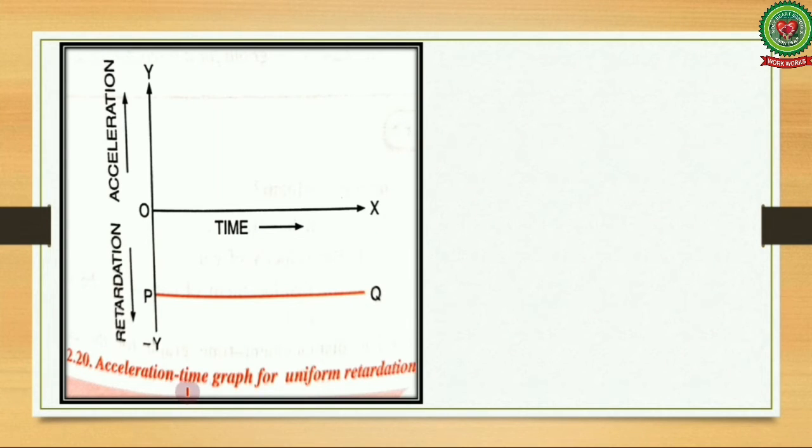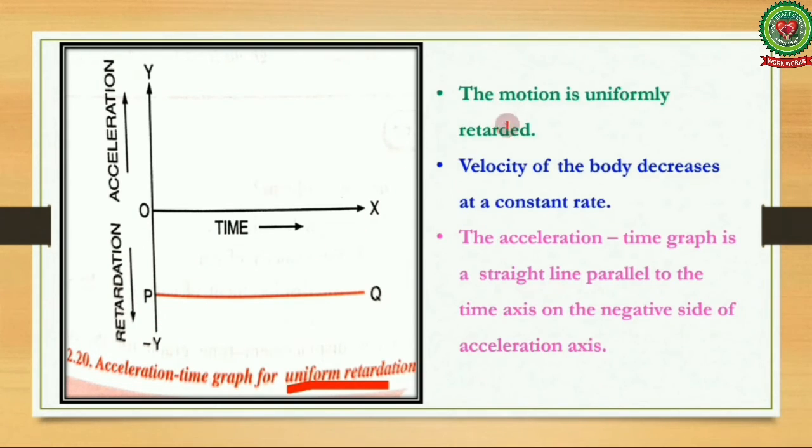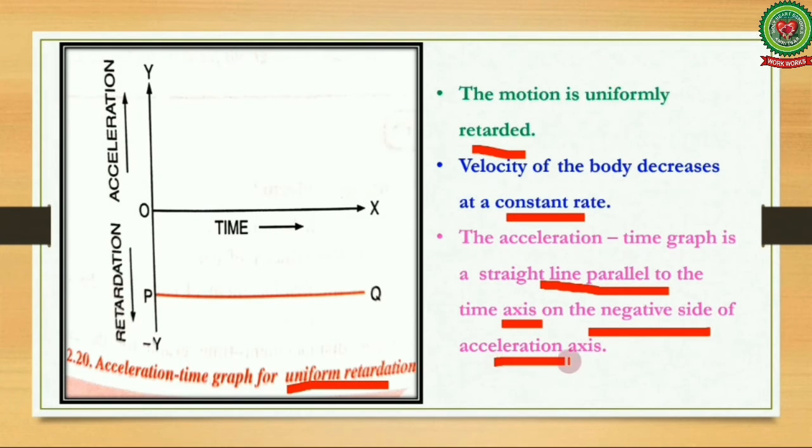Next is the acceleration time graph for uniform retardation. So it will be the same graph but in the negative direction. Let's see. The motion is uniformly retarded. The velocity of the body decreases at a constant rate. The acceleration time graph is a straight line parallel to the time axis on the negative side of the acceleration axis. So for accelerated motion, we have a graph in the positive direction, but here it is on the negative acceleration axis.